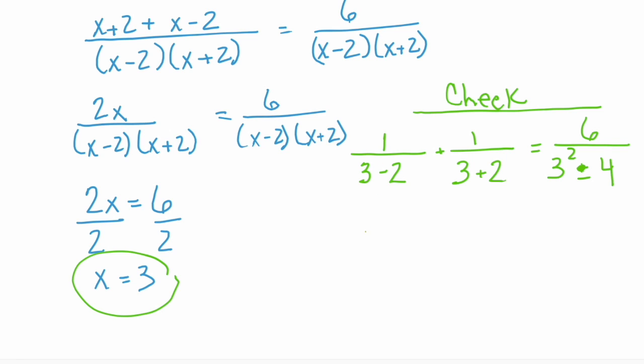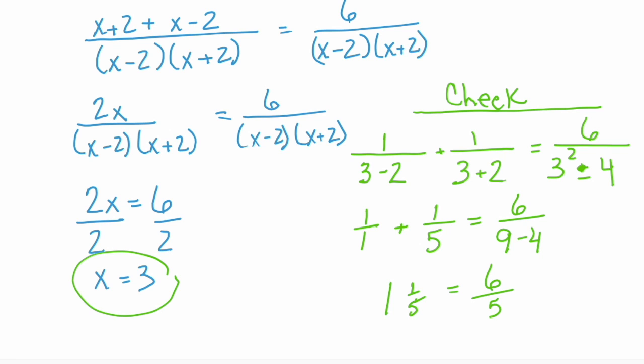1 over 3 minus 2 is 1 over 1, plus 1 over 5, equals 6 over 9 minus 4. So on the left we have 1 plus 1/5, or 1 1/5. And on the right we have 6 over 5. And 6 over 5 simplifies to 1 1/5. So that does indeed check, and we know that x equals 3 is a possible solution, and it is the solution for this rational equation.